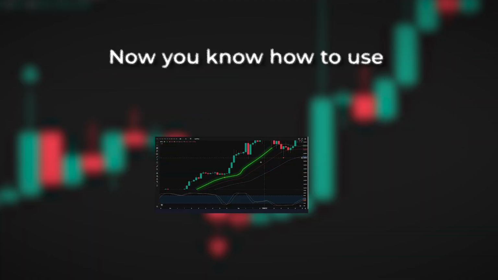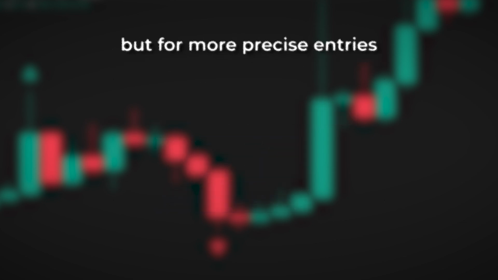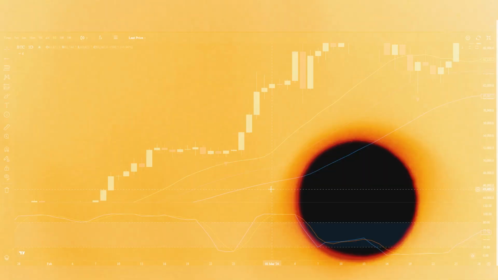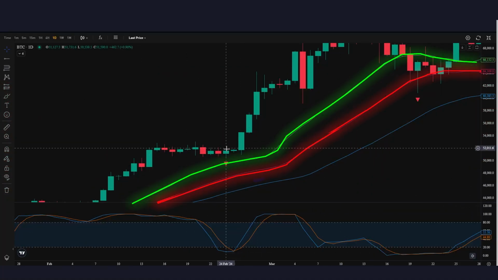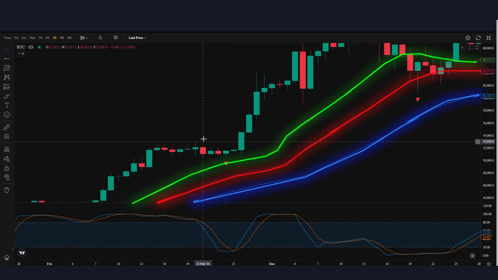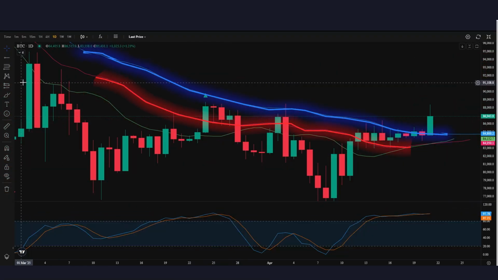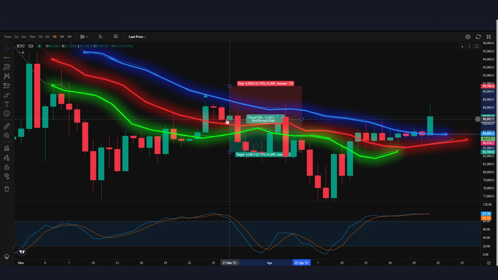Now you know how to use Williams Fractal as a breakout strategy, but for more precise entries, combine fractals with the Alligator and Stochastic RSI indicators. First, determine the trend using the Alligator. The three lines should be pointing in the same direction and be separated. If they are all pointing upward, it's an uptrend, which means we are looking for buys. If they are pointing downward, it's a downtrend, and we look for sells. Avoid sideways markets where the lines intersect.